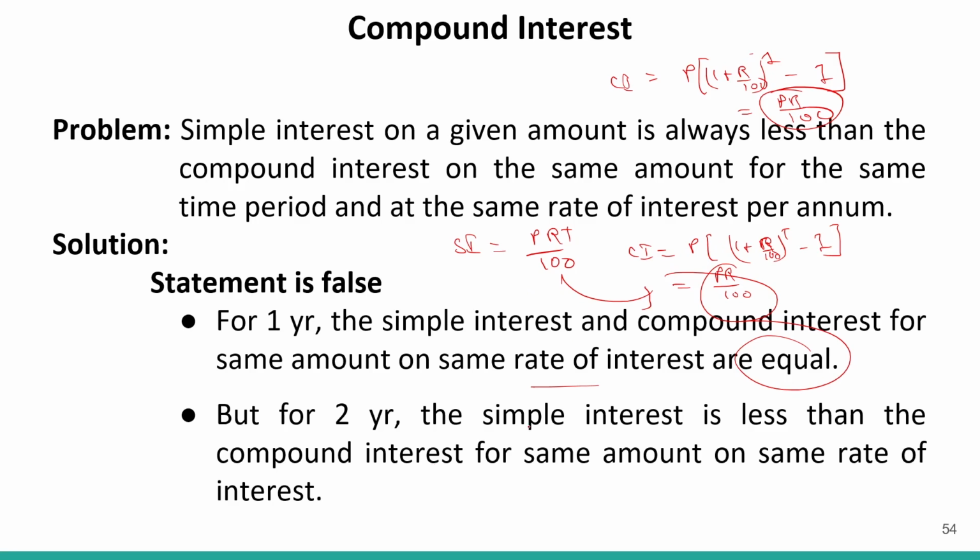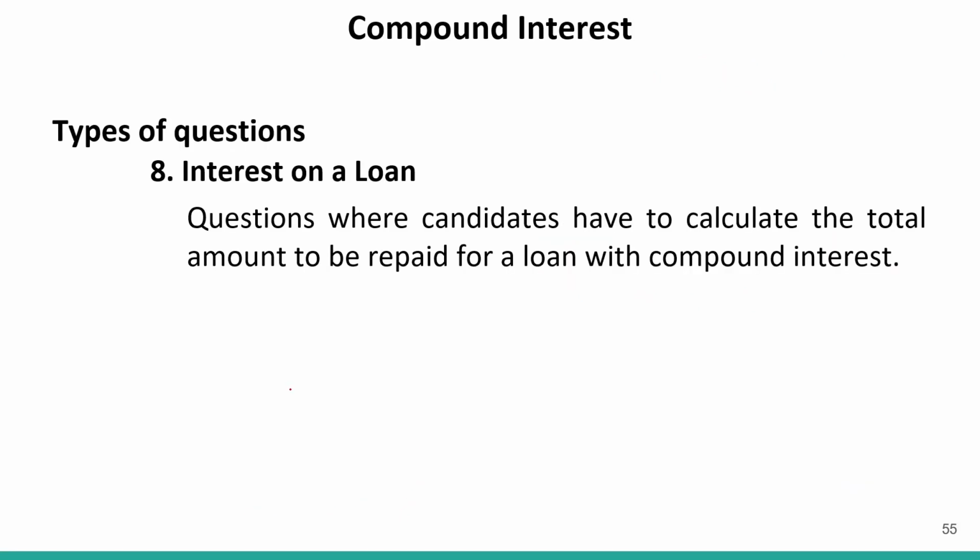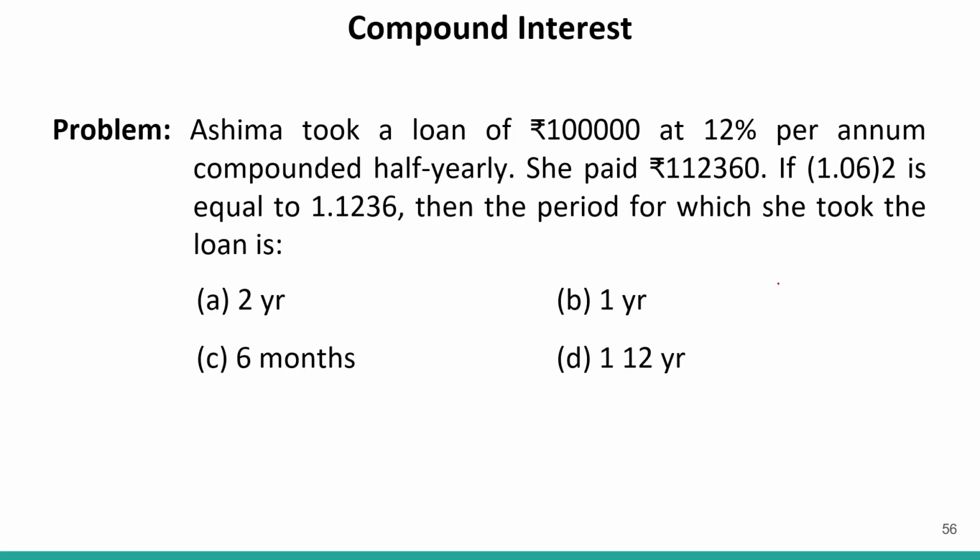But for 2 years, the simple interest is always less than the compound interest for the same amount at the same rate of interest. Now let's see the 8th kind of question, that is interest rate on a loan. These are questions where candidates have to calculate the total amount to be repaid for a loan with compound interest, where you take the compounding effect into account.